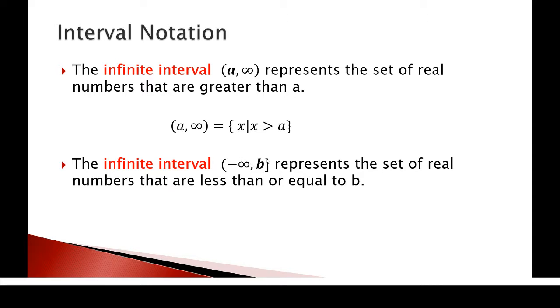But what happens if you use a square bracket after the b? This notation represents the set of real numbers that are less than or equal to b. Here for the interval, b is included. That is why we use a square bracket. But here we use parentheses, so a does not belong to the interval.